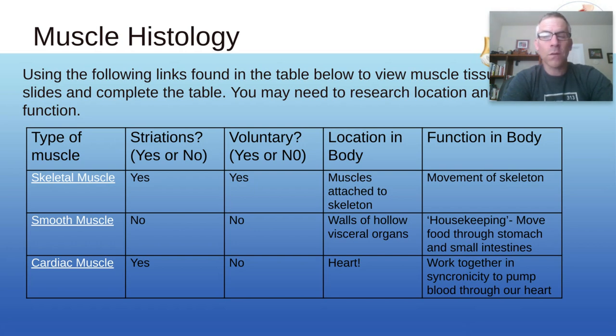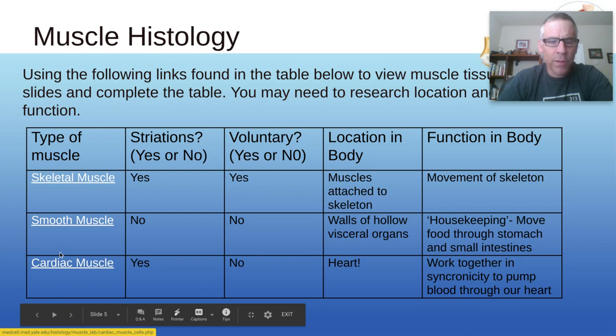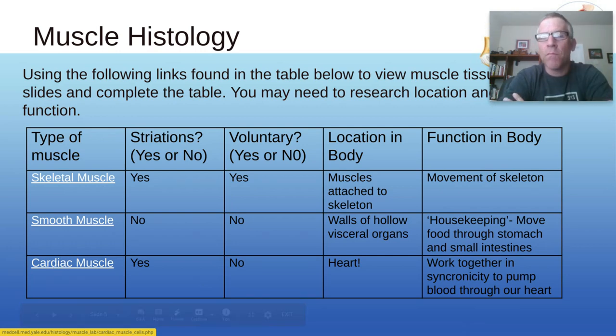Peristalsis. Peristalsis is that contraction of the muscle, and I put in here, it's like housekeeping. It's moving food through our digestive system. Finally, cardiac muscle. That should be one we connect back to all that we've learned about the heart. That's the actual muscle cells of our heart. That is all cardiac muscle.